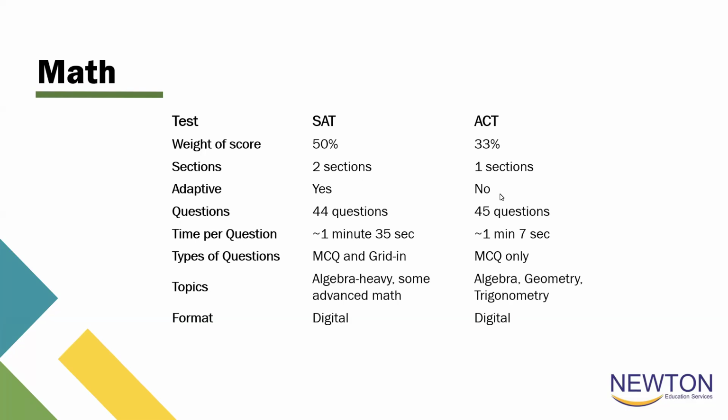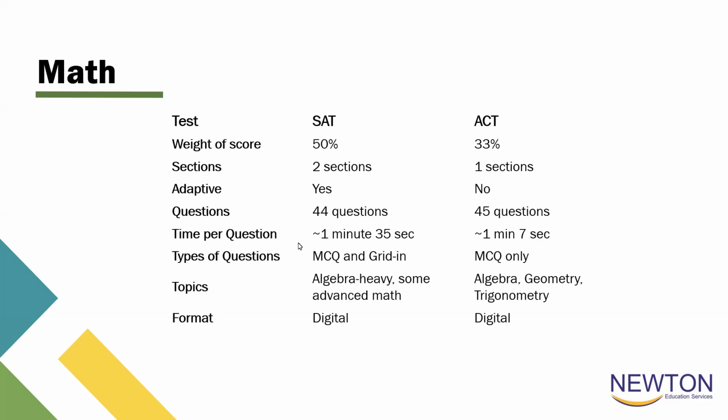The ACT, however, is not adaptive. Everyone gets the same questions with the same difficulty level. It starts off easy, then medium, then goes into difficult questions. So how many questions do you have for each of the exams? We have 44 questions for the SAT and 45 questions for the ACT. So they're similar, but how much time do you have per question?